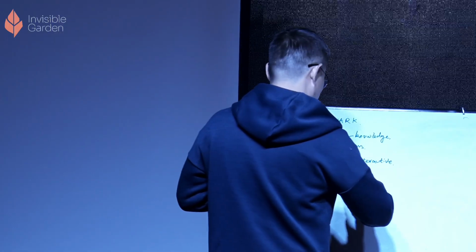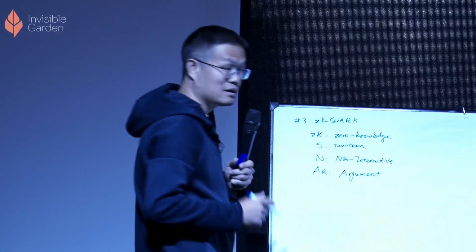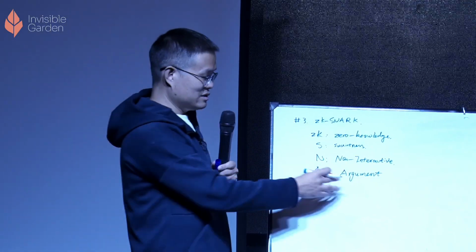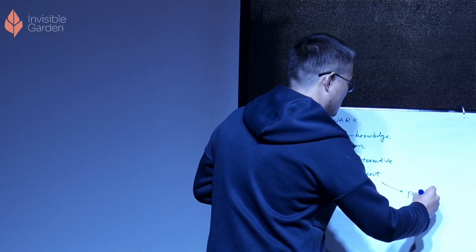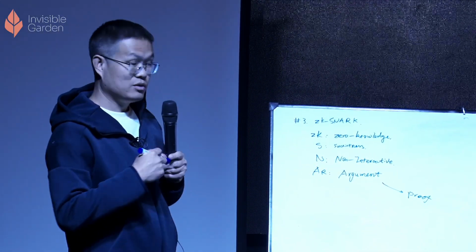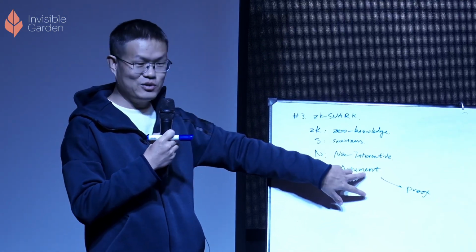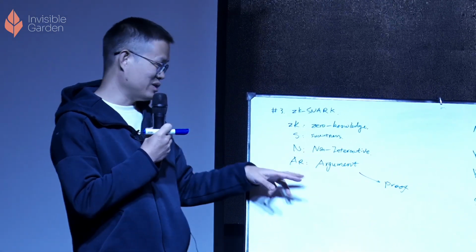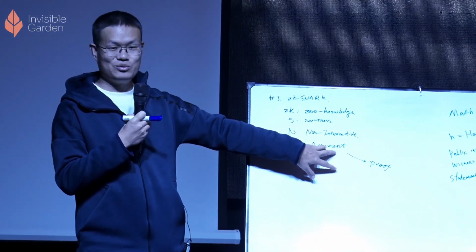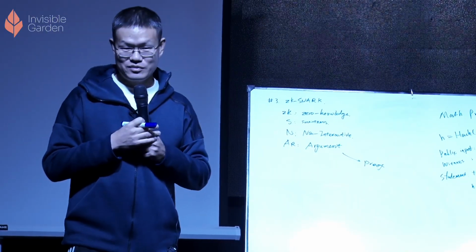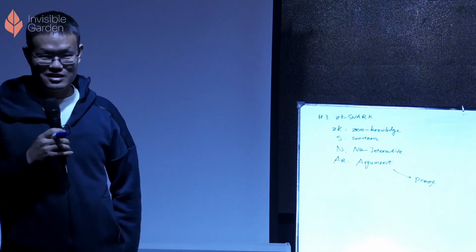AR means argument. So argument is another name for proof. But why do we bother with another name, argument, instead of just using proof? Why don't we just put proof here? We use another weird word, argument. Does anyone know the reason, or the definition of argument? Can you raise your hand?